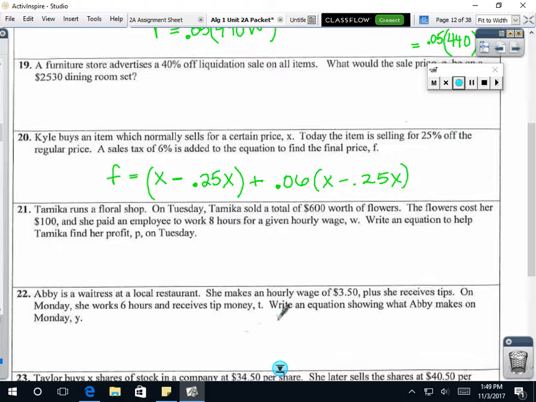Let's make this a real scenario. I'm going to write up in this box. Let's say this is a pair of shoes. They're $100. Okay? They're 25% off. So, to figure out what 25% of 100 is, you multiply 0.25 by the 100.